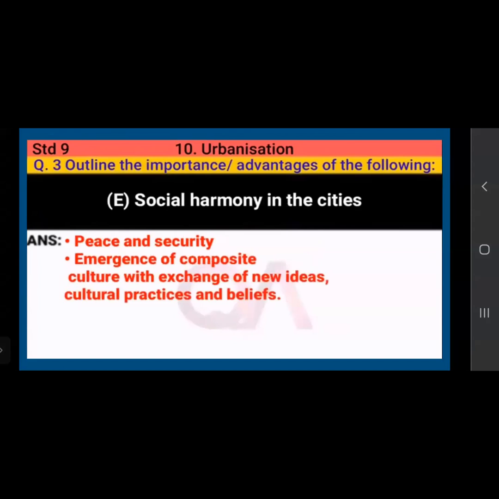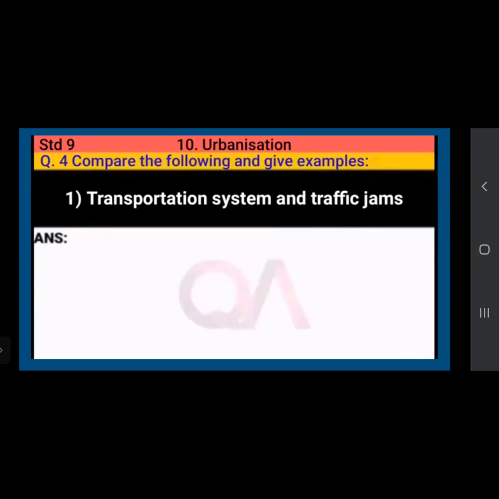Social harmony in the cities, peace and security, emergence of composite culture with exchange of new ideas, cultural practices and beliefs. So social harmony in the cities is created, peace is there, security is there, and as all people are coming from other parts of the country, there is exchange of new ideas, culture, practices and beliefs. Then transport system and traffic jam.